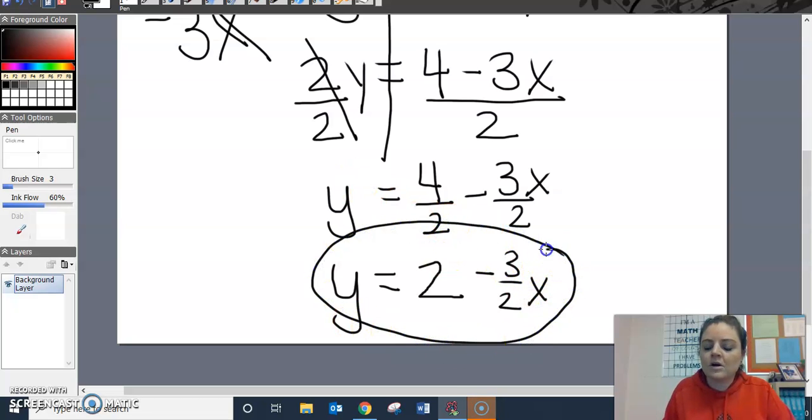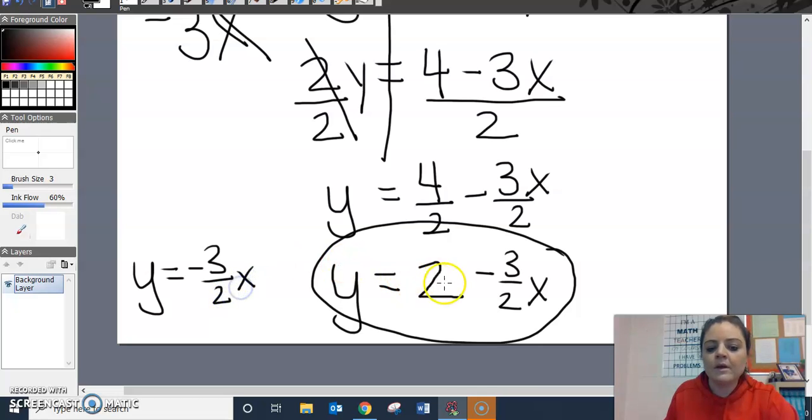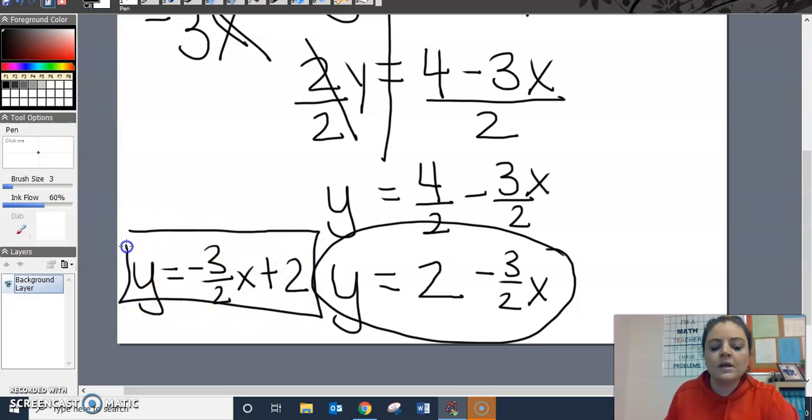This is our equation. We want to have it written like this, but we also want to have our x first. So to rewrite this, we would have y equals, we want to bring this negative 3 over 2x in front. We have plus 2. So the answer to this equation in slope-intercept form is y equals negative 3 over 2x plus 2.